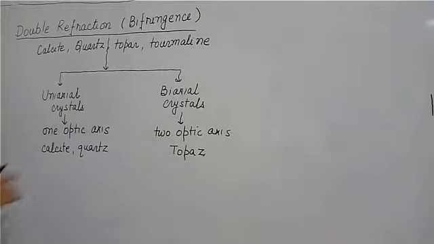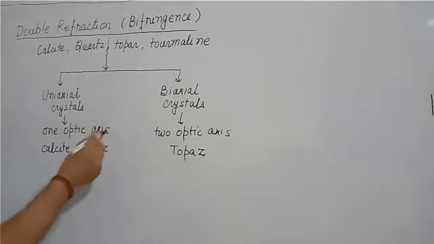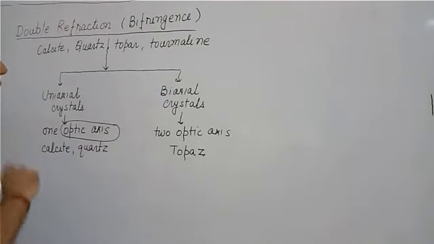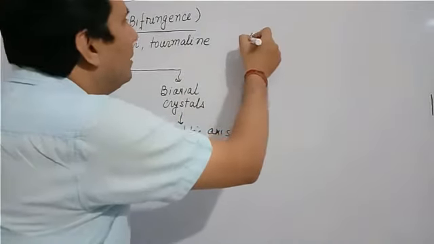So here in this discussion, we have used two very important terms. One is principal section and another is optic axis. Now I will discuss these terms one by one. So first is optic axis.